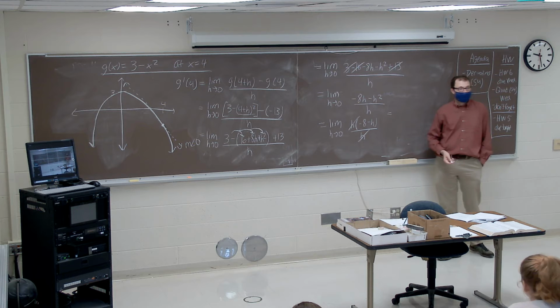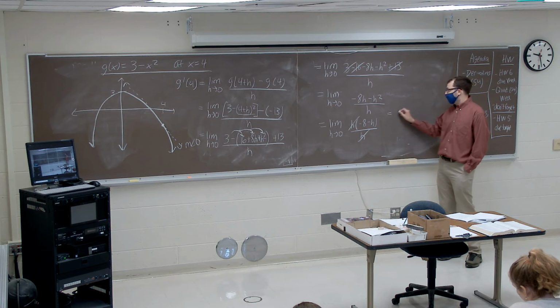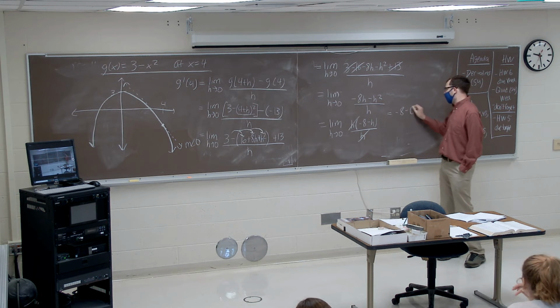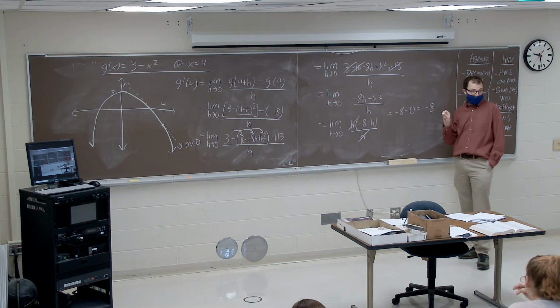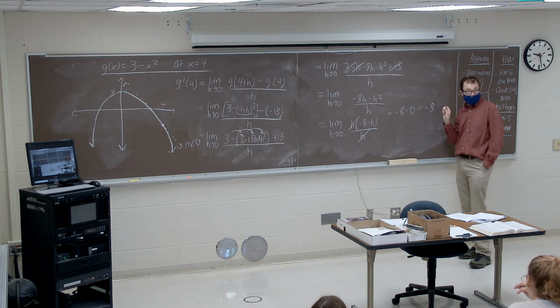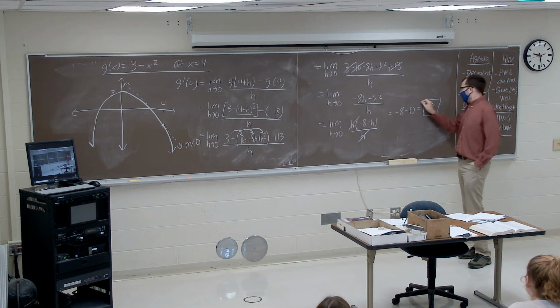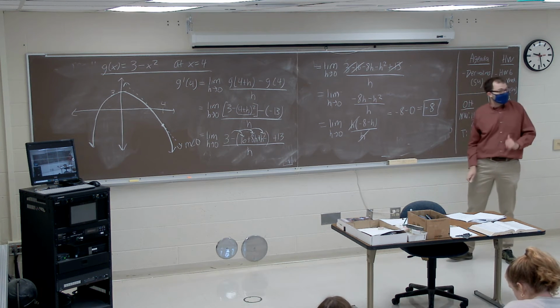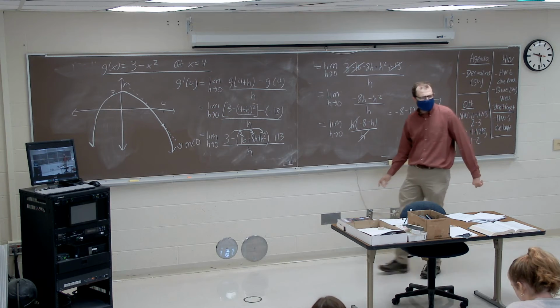You just put 0 in for h and the answer is -8. Negative 8 minus 0 equals negative 8. Everyone all right with that? I like it. Neato mosquito.